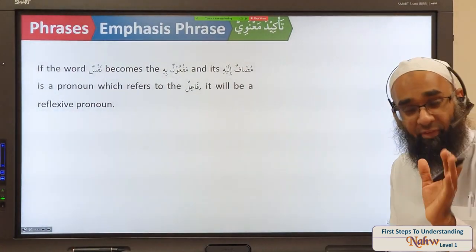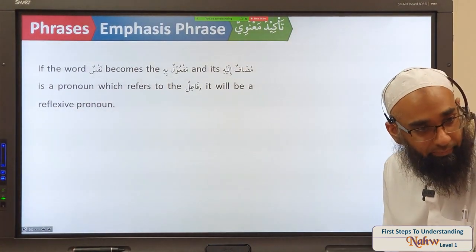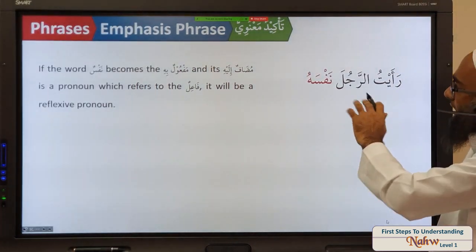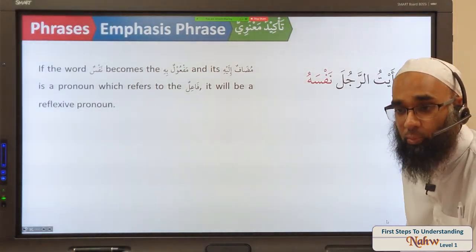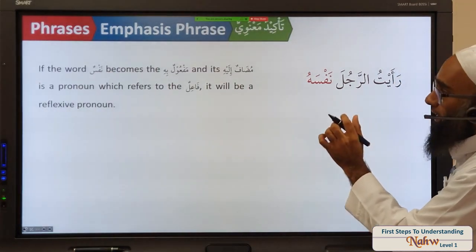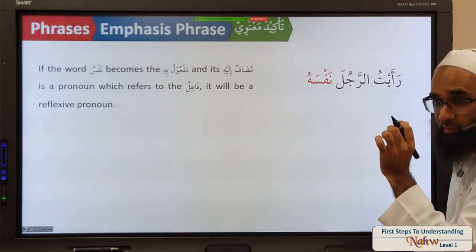Now, we've done nafs before as reflexive pronouns, haven't we? So how would you differentiate them? Look here. If you have رَأَيْتُ الرَّجُلَ نَفْسَهُ, if the word nafs is maf'ul bihi, yes? Okay?